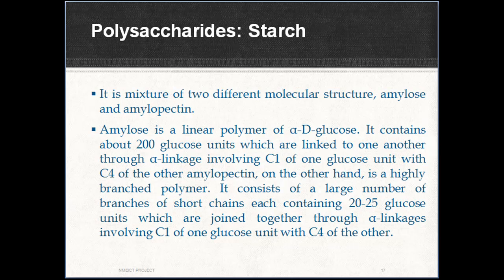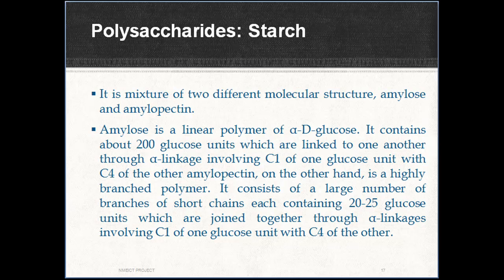Amylopectin, on the other hand, is a slightly branched polymer. It consists of a large number of branches of short chains, each containing 20 to 25 glucose units, which are joined together through alpha linkage involving C1 of one glucose unit and C4 of the other. The C1 of the terminal glucose unit in each chain is further linked to C6 of another glucose unit in the next chain through carbon 1 and carbon 6 alpha linkage, which gives amylopectin a highly branched structure.